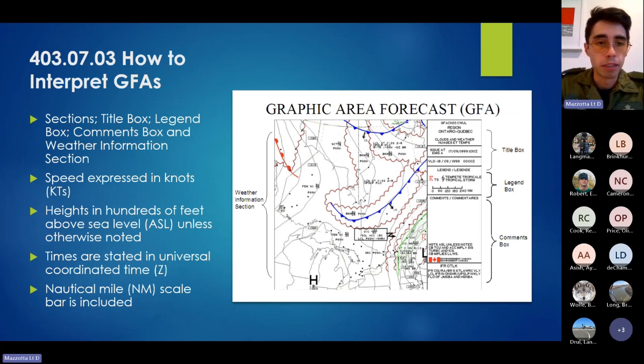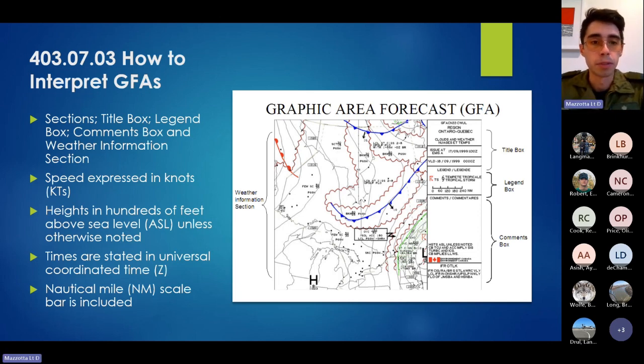So how to interpret the GFA. This is where it's going to get a little messy. If at any point you have any questions, let me know. If you want more practice at the end of the class, we can definitely do that. But again, this is just the basics. We don't expect you to be able to recite a GFA entirely right now.